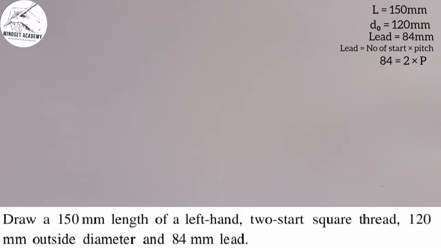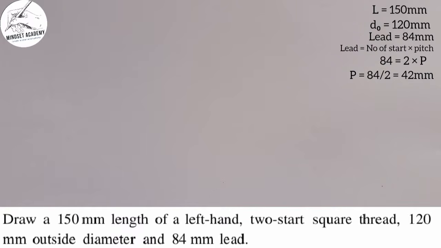Now if I make my pitch the subject of the formula, my pitch will be equal to the lead, which is 84, divided by 2, which is the number of starts, right? Equals 42 millimeter. So that is my pitch. Now we've gotten the value for the pitch.